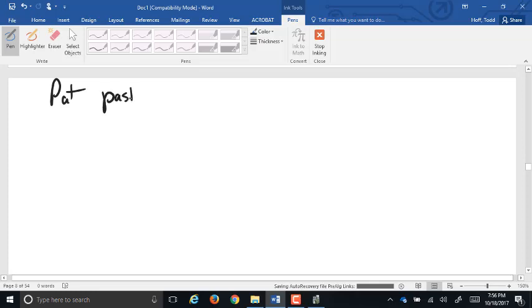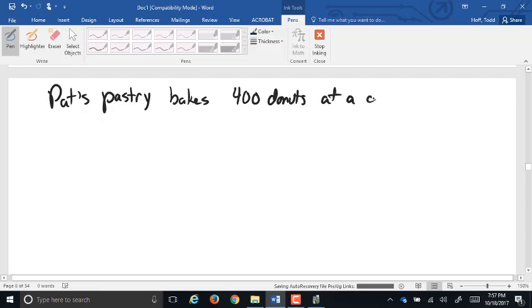Pat's Pastry bakes 400 donuts at a cost of 45 cents each.